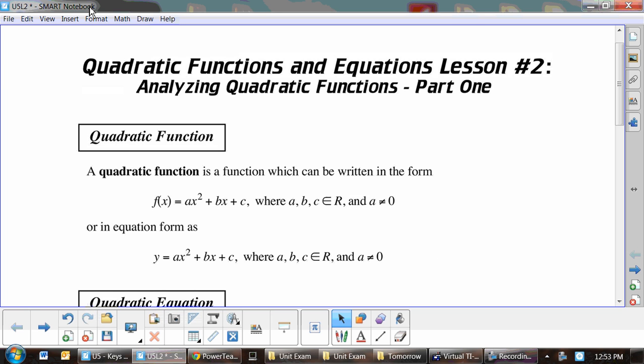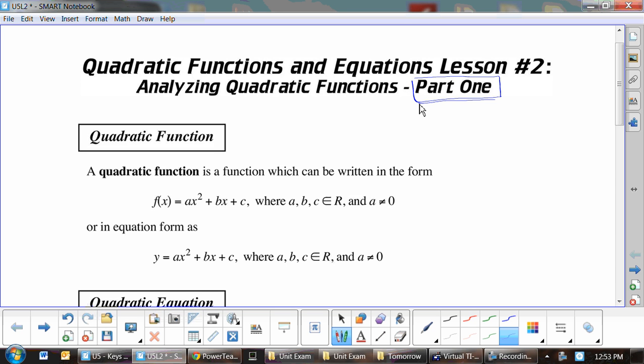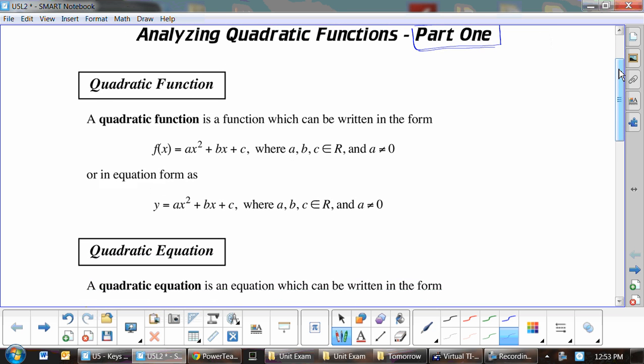Okay, so today we are going to be talking about analyzing quadratic functions. And you'll notice that it's part 1 of the lesson, which means that tomorrow part 2 is coming. So the big thing to remember about this is that it's important that you understand what we're talking about today, or else tomorrow is going to cause you a world of hurt. But it's not too complicated yet.